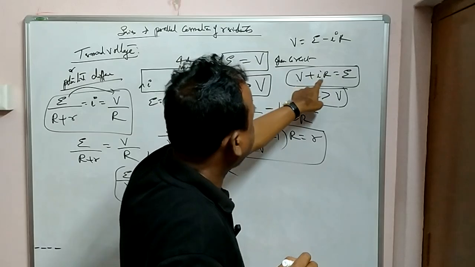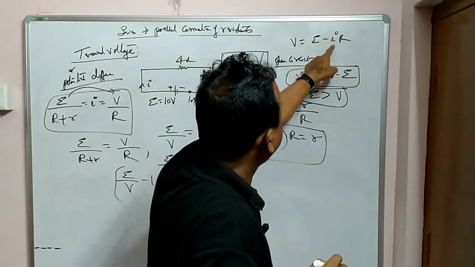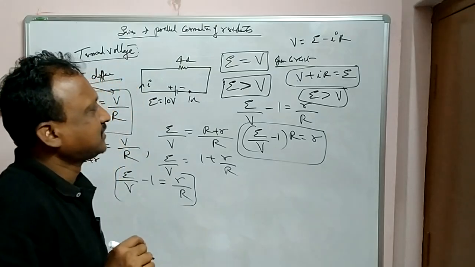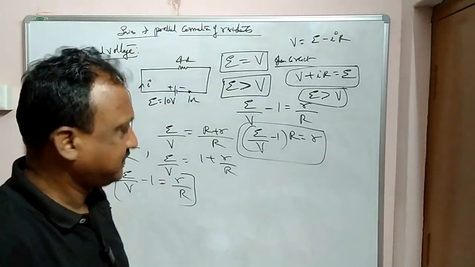So V plus IR is equal to E, V is equal to E minus IR. So it is less. E is greater, V is less than E.